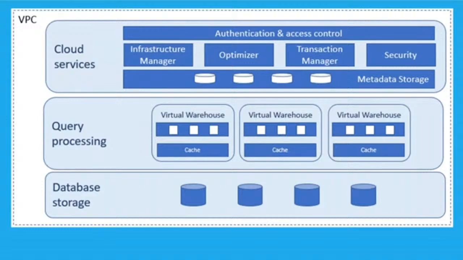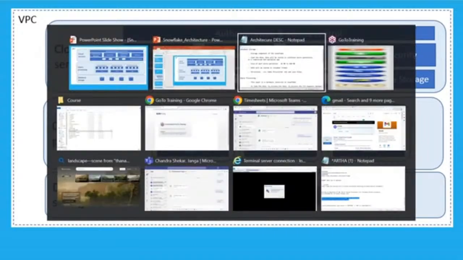So we have a cloud services layer, then a query processing layer, and then a database layer. I am repeating again and again because this Snowflake architecture is very important. You will definitely get one or two questions on Snowflake architecture in every interview, wherever you go, in all the companies. That's why I am repeating. So we have a cloud services layer, a query processing layer, and a database storage layer. Now we will discuss them one by one.